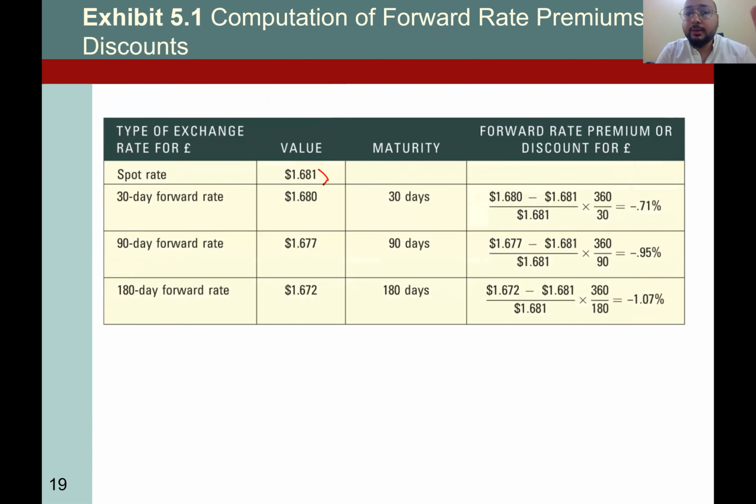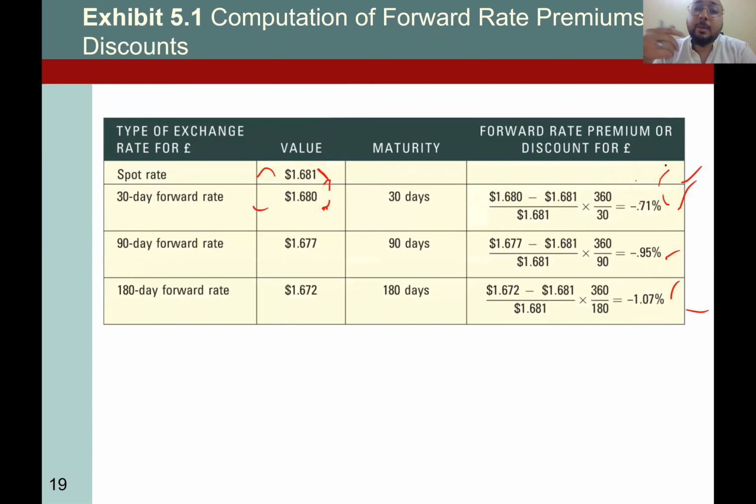Normally the market gives you this, and today we have different software. Software also shows us this premium, but if you go to the bank, they will give you the number. We have a 30-day forward at 1.68. Right now it is 1.681, and after 30 days it's 1.680. It means the trend is that the pound is going down. How much?